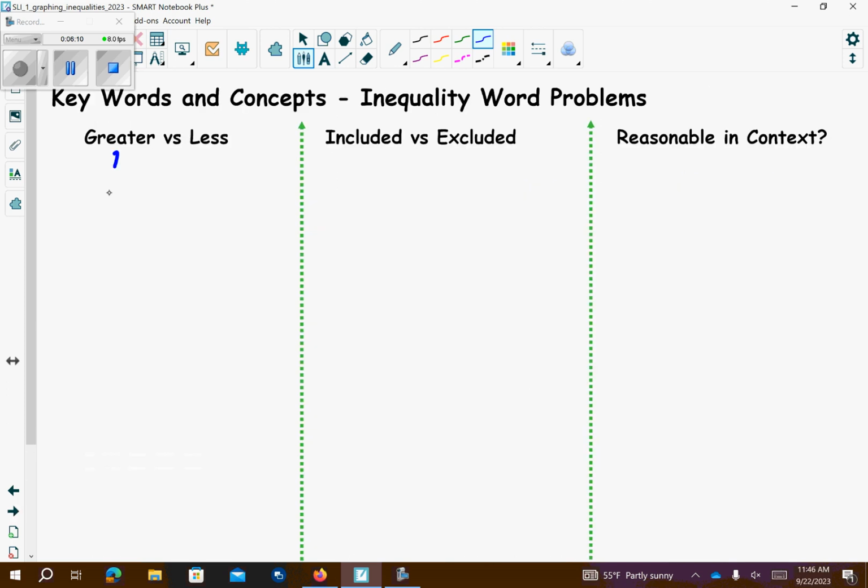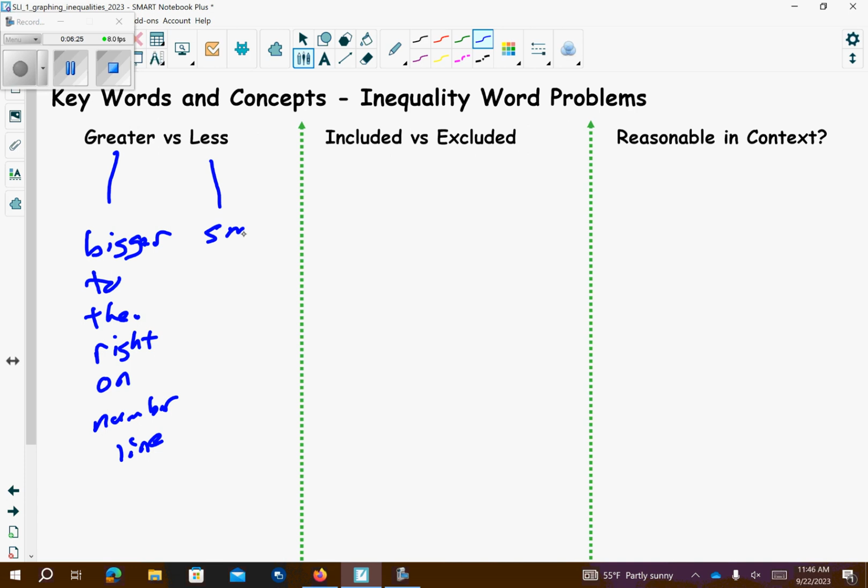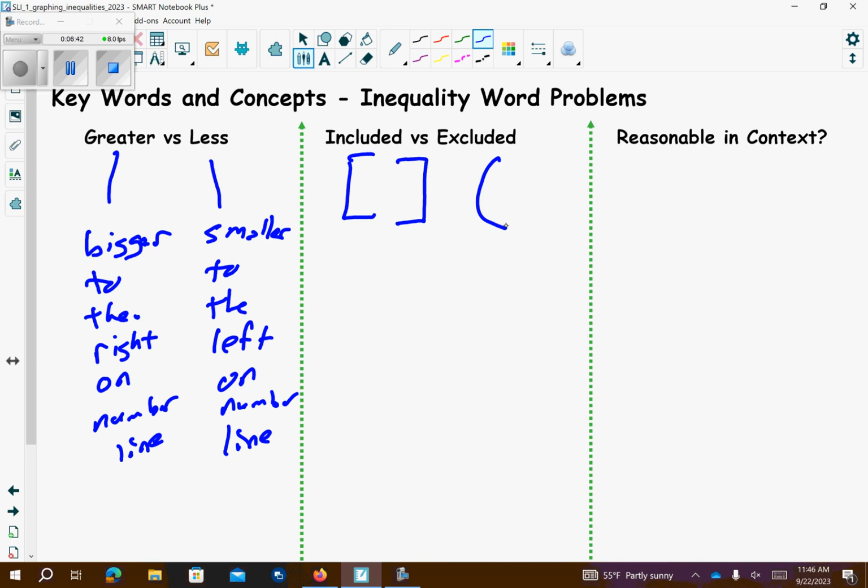So greater means bigger, or to the right on the number line. This means smaller, to the left on the number line. Included would mean I'm using a square bracket either direction. Excluded would mean I'm using soft brackets or parentheses.